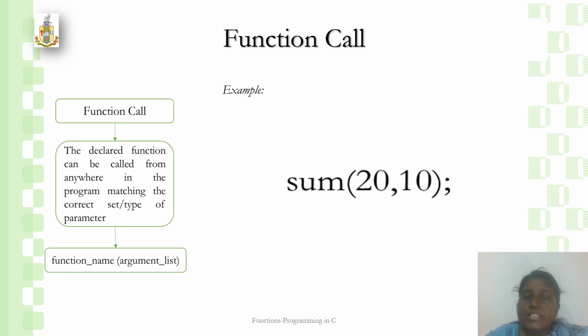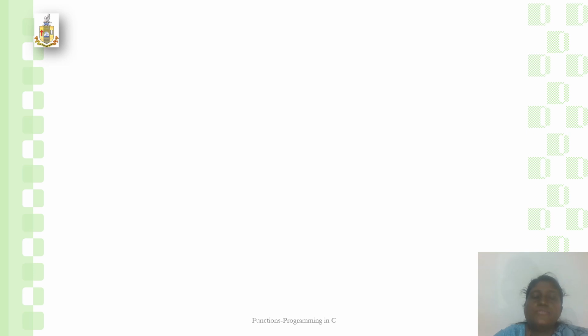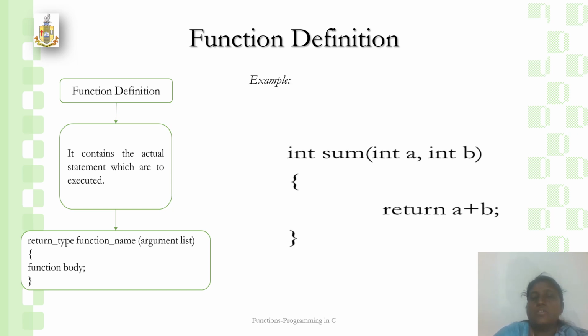If we mention something like 20.5 or 10.5, that will give you an error. The reason is that the function is not declared. Okay, so now this sum is your function name and this is your argument list. Then the function definition goes like this. It gives the actual performance of the variables that needs to be carried out. For example, int sum int a comma int b.